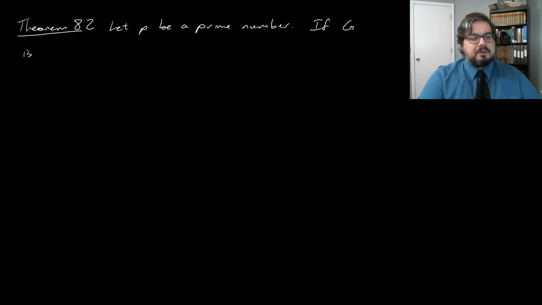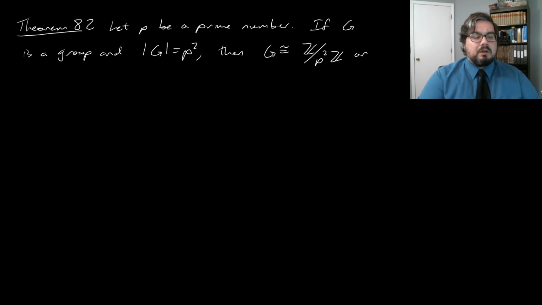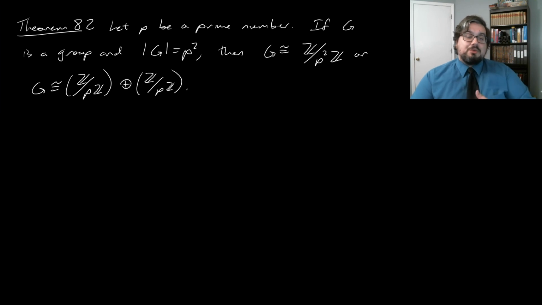Now, let's look at an application of Theorem 81, which allows us to classify all groups of order that is a square of a prime number. So let's let P be a prime number. If G is a group, and the order of G is P squared, then G is either isomorphic to a cyclic group of order P squared, or G is isomorphic to a direct product of cyclic groups of order P each. In particular, this shows that if the order of G is the square of a prime, then G has to be an abelian group, because both the groups that we're looking at here are abelian.